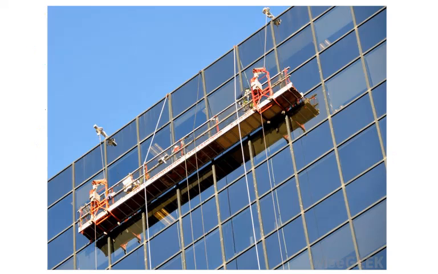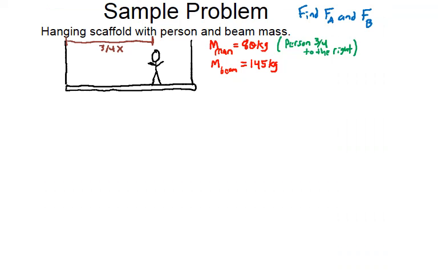And that's good there. So if we look at this scaffolding, it's being held from the top. And when we think about scaffolding and the structure supports that are there, it's important to consider all those factors. So let's consider this one here. Let's say we have a person standing on the scaffold, and they're 3/4 from the end there. We've got the mass of them, we've got the mass of the beam, and we want to find the support structure. So we want to find out what is FA, what is FB.